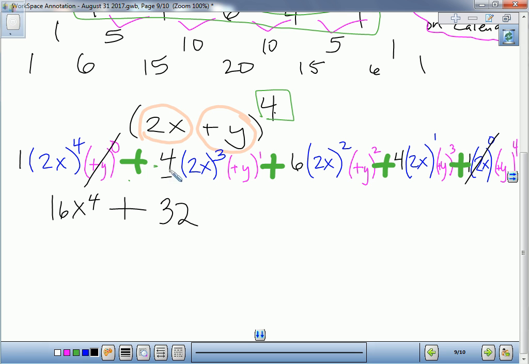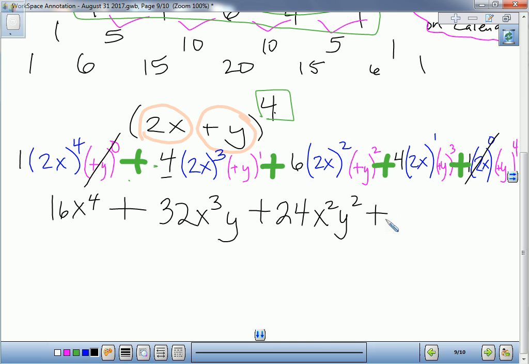So this you can do on your calculator. 4 times 2 to the third, 32. And then we have x to the third, y to the first. Plus, now we do the next one. What is 6 times 2 squared? 6 times 4 is 24. So this is 24. The x is being squared on this one, and the y is being squared.